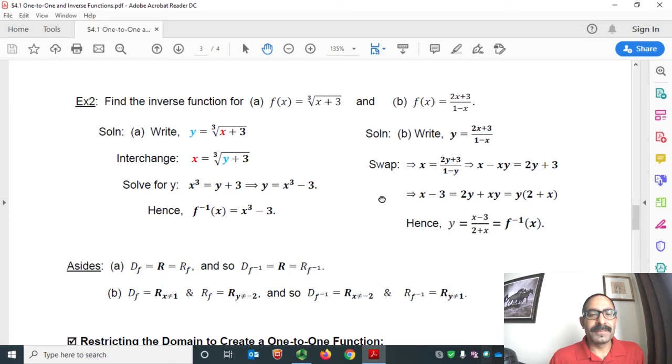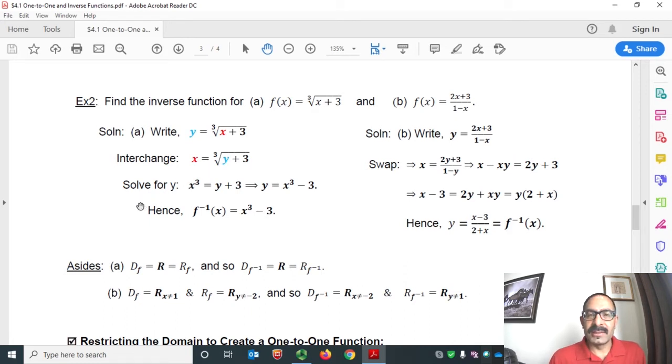Solutions for part A. Write y equals f(x), so y equals the cube root of x plus 3. Second step, interchange x and y. I distinguished this by this color here. So y is replaced by x and x is replaced by y. I'm just switching x and y here.